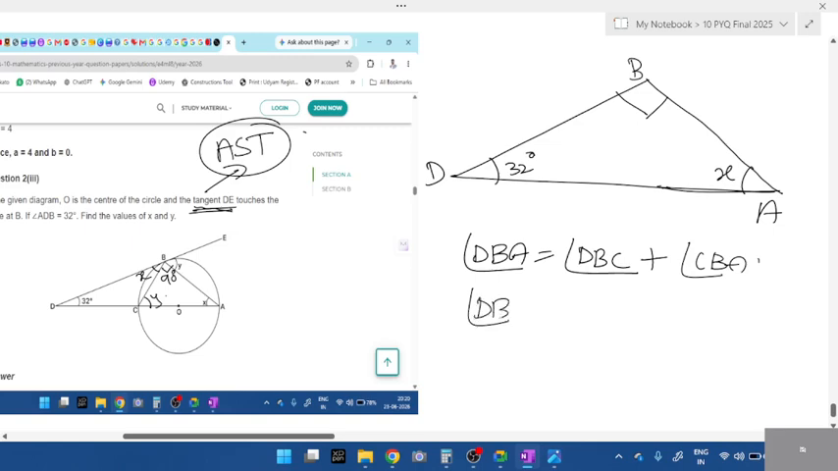Therefore, angle DBC we got to know is X plus 90 degrees. Keep this as it is. Then use sum of interior angles. This is X plus 90. All of you will use sum of interior angles. Find the value of X from this.